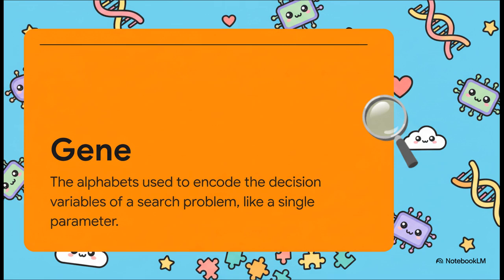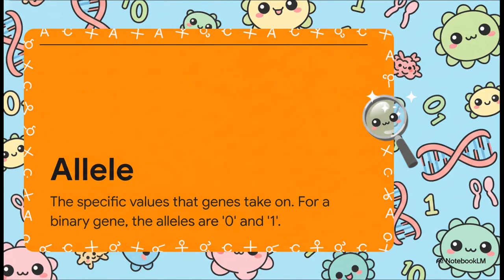Let's imagine you're packing a backpack. Each thing you could pack, a water bottle, a map, a jacket, that's a gene. A 1 could mean you pack it, and a 0 means you leave it behind. And the actual value that a gene has, that's called an allele. So if our genes are just 1s and 0s, the only possible alleles are 0 and 1. It's that simple. It's like if eye color is the gene, then blue or brown are the alleles. For our backpack, the gene is jacket, and the alleles are 1 for pack it and 0 for don't pack it.